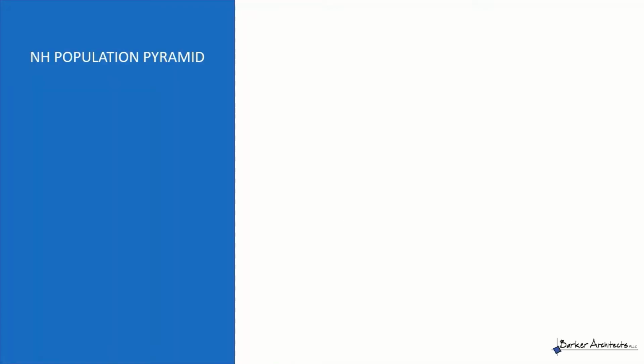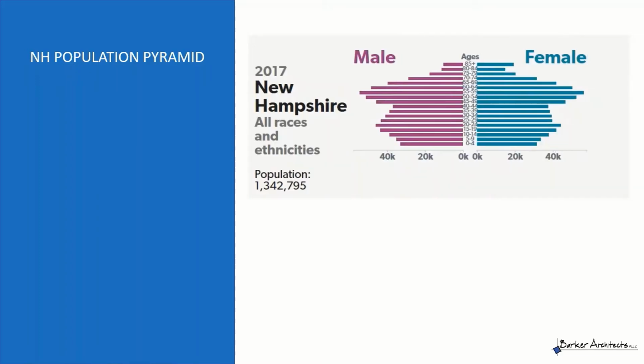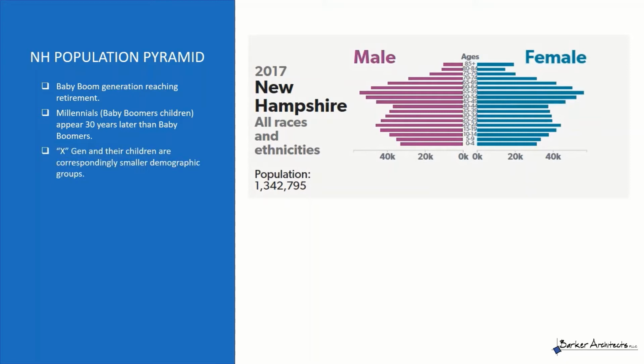To start with, I would like to take a large-scale view of the region's demographics. What you see is a chart that is a population pyramid. It graphs the number of people in each age level from 0 to 85 in 5-year increments. What you can see is that there are two distinct bulges, the top one being the baby boom generation, and 30 years later, the millennials, their children.